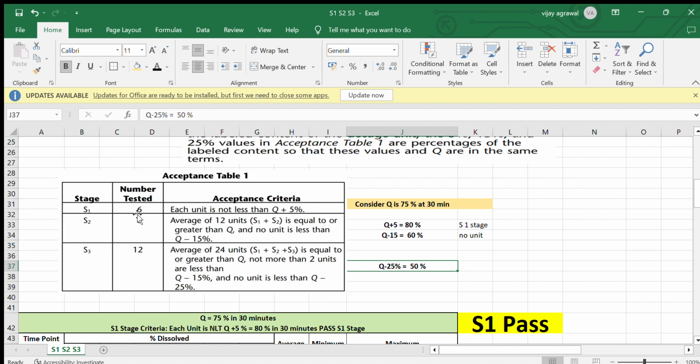So in S1 stage, all the units are above Q plus 5. In S2 stage, average is equal to or greater than Q, and no unit is less than Q minus 15. Then going to S3 stage, average of 24 units is equal to or greater than Q, not more than 2 units are less than Q minus 15, and no unit is less than Q minus 25%.